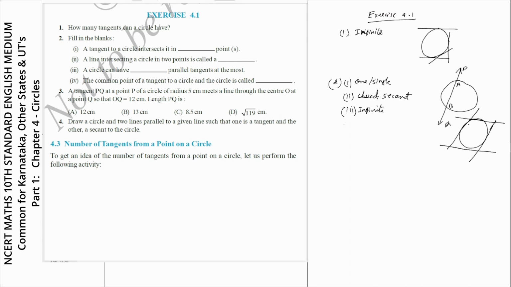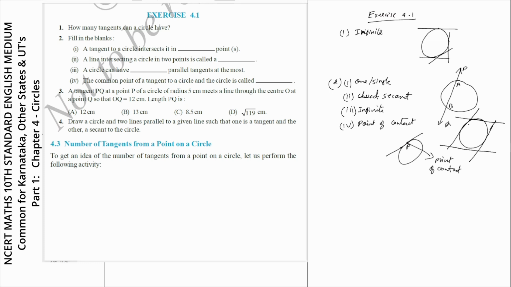Now the fourth sub question: the common point of contact to a circle and the tangent is called the point of contact. If there is a circle and there is a tangent, then this point is called the point of contact. This is called the point of contact.